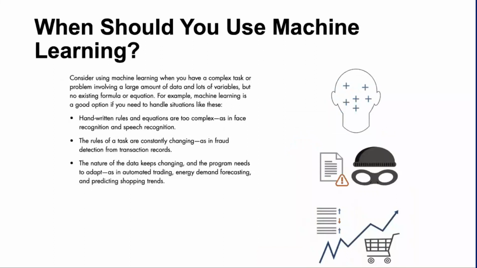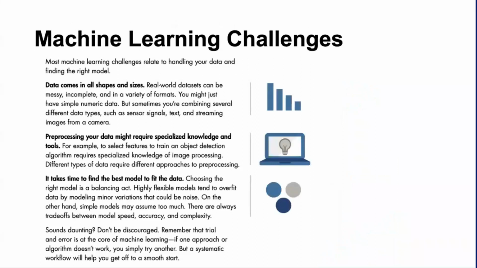So when should you use machine learning? If you have handwritten rules and equations that are too complex, rules of a task that are constantly changing, so your rules are very active, and the nature of data keeps on changing and the program needs to adapt, that's the time we use machine learning. Now, what are the possible challenges? Of course, data comes in all shapes and sizes. It has something to do with our data pre-processing. Pre-processing your data might require specialized knowledge and tools, and it takes time to find the best model to fit the data. As I've mentioned, the AI machine learning workflow is almost a trial and error process.